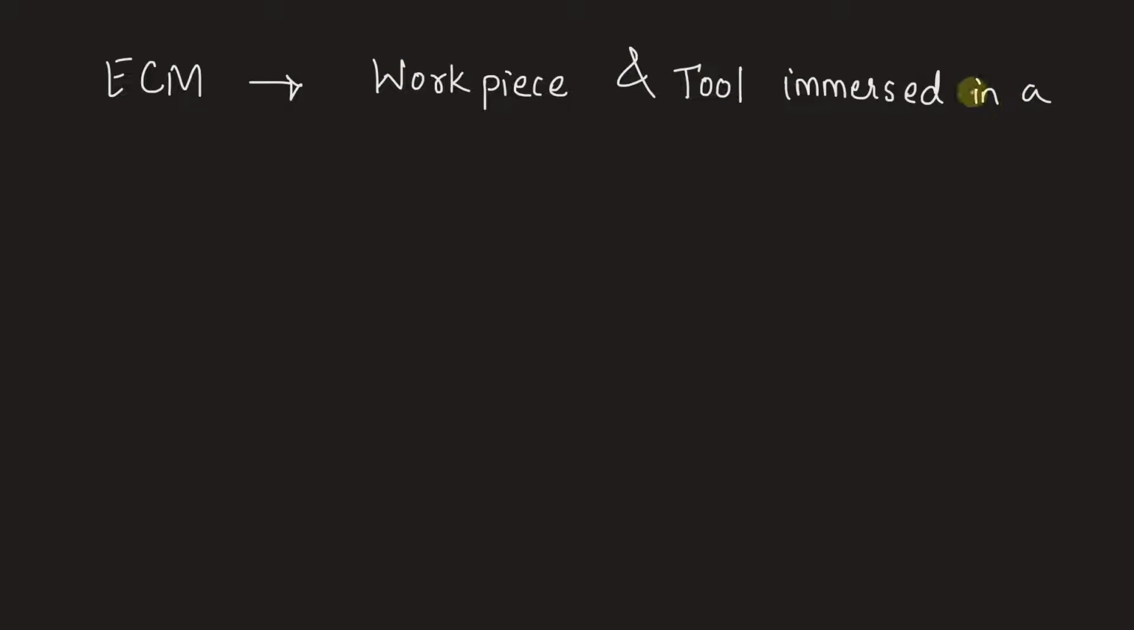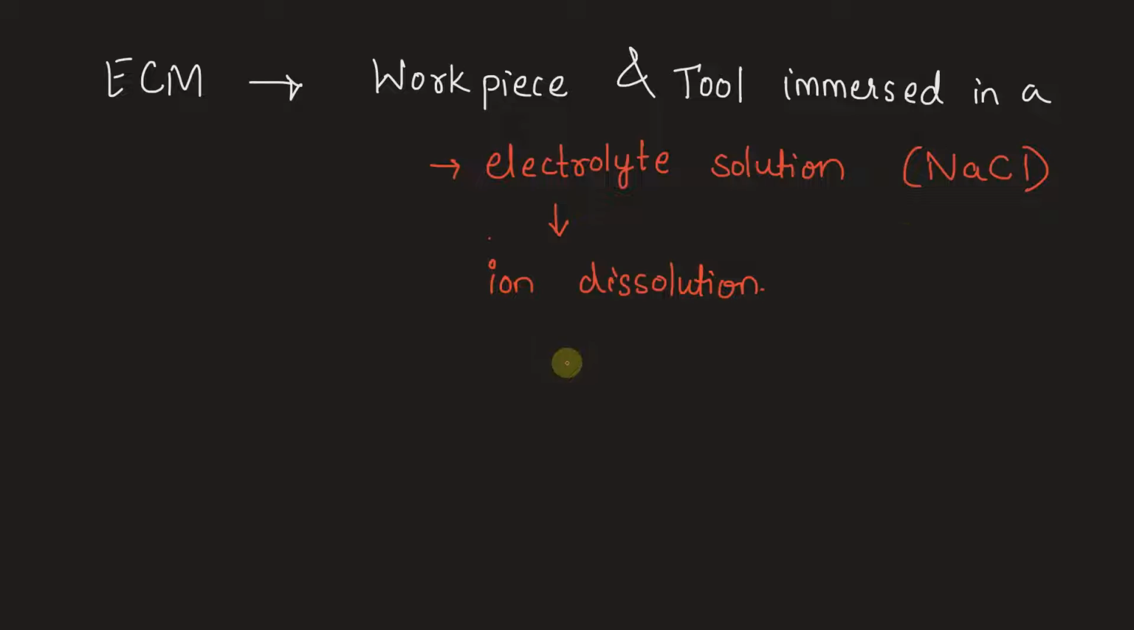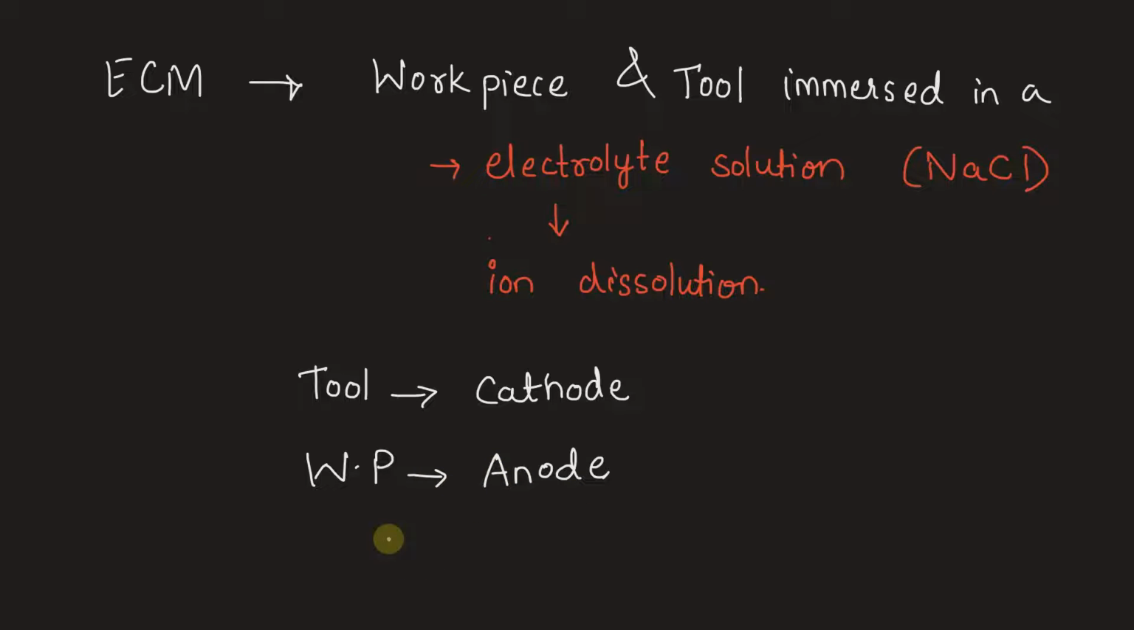Now, in electrochemical machining, that is ECM, the workpiece and tool are both immersed in an electrolyte solution, and typically the electrolyte used is NaCl. This electrolyte solution is nothing but the ion dissolution, because when an electrolyte solution is used for machining, the ions formed inside the electrolyte enable the flow of current. In this system, the tool acts as the cathode while the workpiece acts as the anode terminal. Hence, we have our answer.